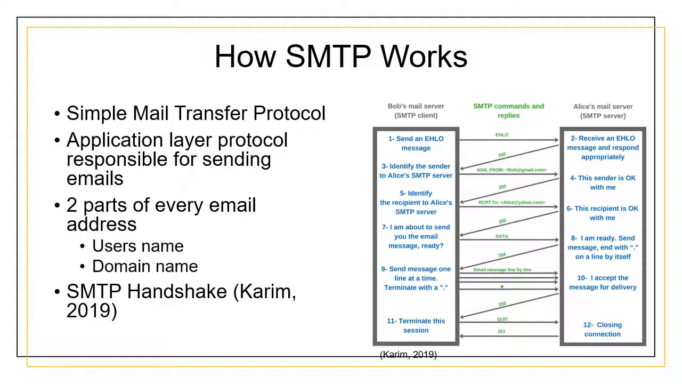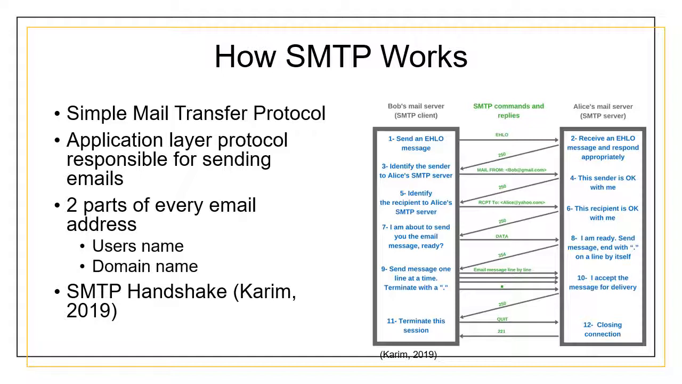Now Bob's server will need to tell Alice's server who the message is supposed to go to. And it does this in the form of a recipient to command. Alice's email is alice@xyz.com. So it'll say recipient to alice@xyz.com. Once this is verified that Alice exists on the server, another 250 code will be sent.